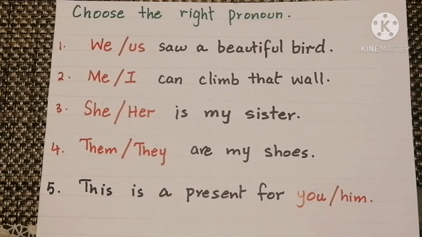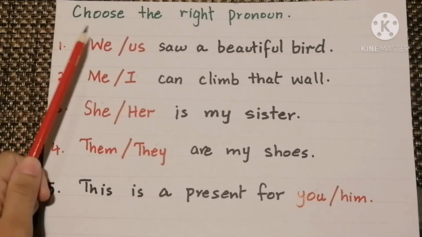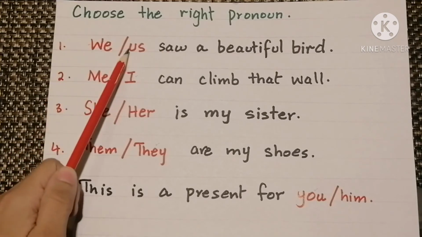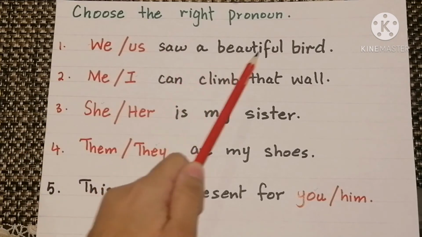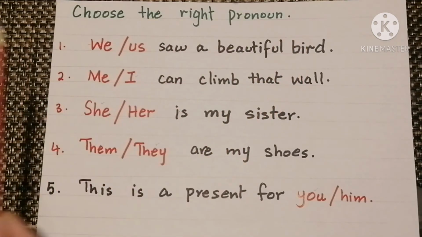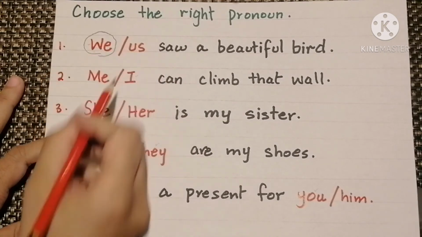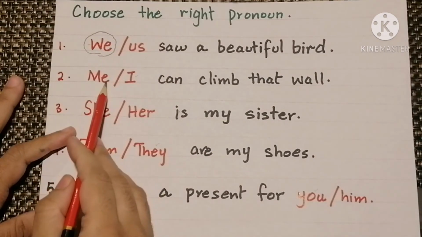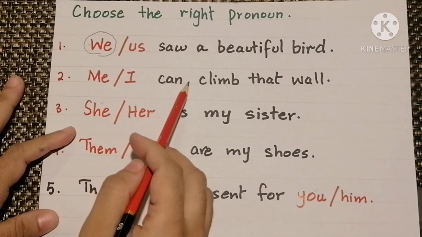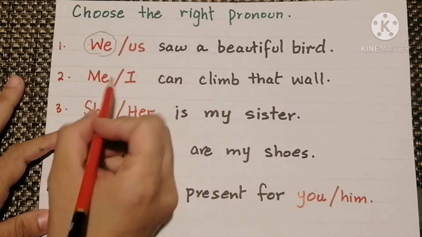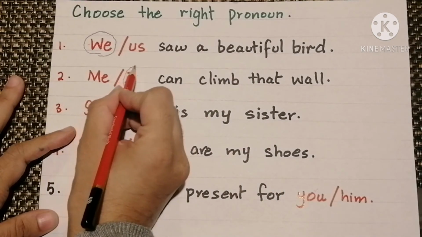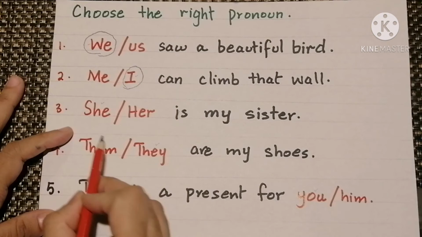Let's do another exercise. Choose the right pronoun. We or us saw a beautiful bird. Now what is the right pronoun? We. We saw a beautiful bird. Me or I can climb that wall. I can climb that wall.